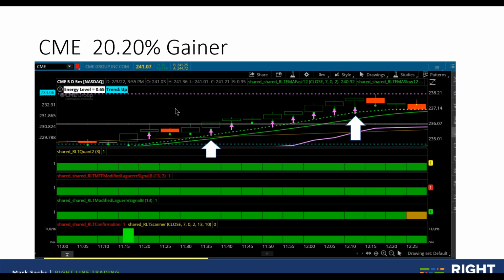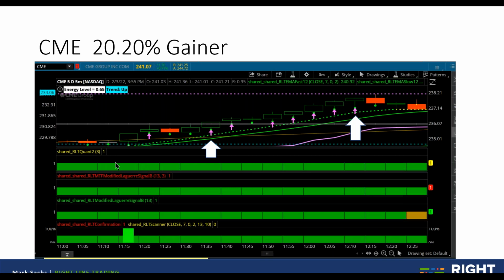Right, I wanted to cover some of the trades that I've taken just recently. This was one that I did this week. This was a CME, and here are our indicators. This is the confirmation indicator. This is a modified Laguerre for the current time frame, so this is telling me what the Laguerre is doing on the 5-minute chart. This is the modified Laguerre for multiple time frames. This is telling me that all 3 time frames that the Laguerre is looking at are all green and all sloping up or even at the high. And this is the quant.